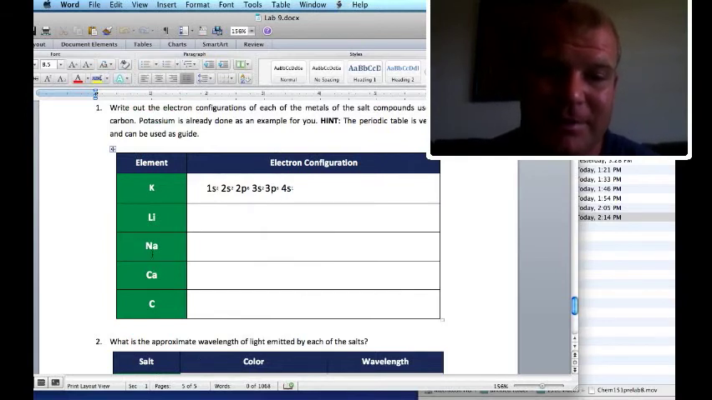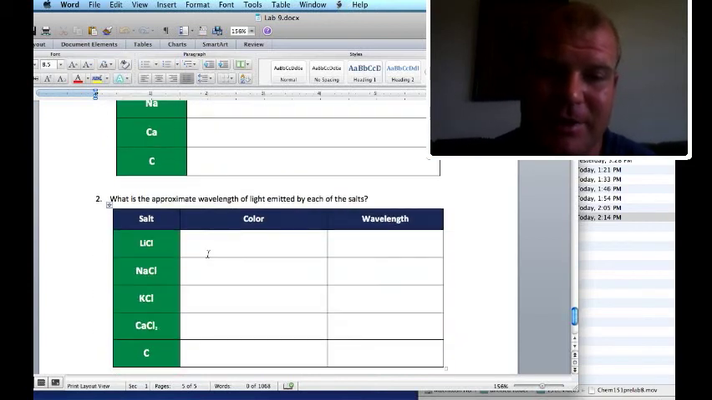Potassium, lithium, and sodium are going to be alkalis. This is an alkaline earth. Carbon's a non-metal family. You should be able to look up in your textbook how to do this. If you're having a lot of trouble, you can always hit me up and ask your questions.